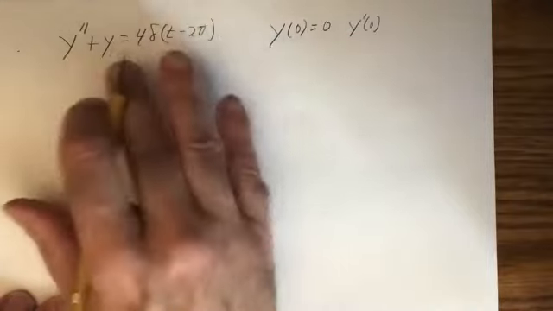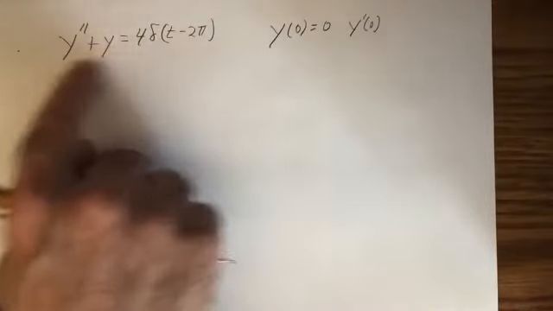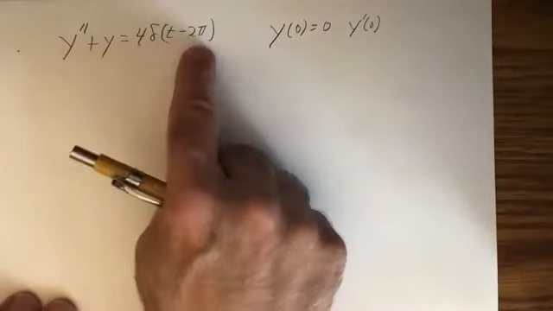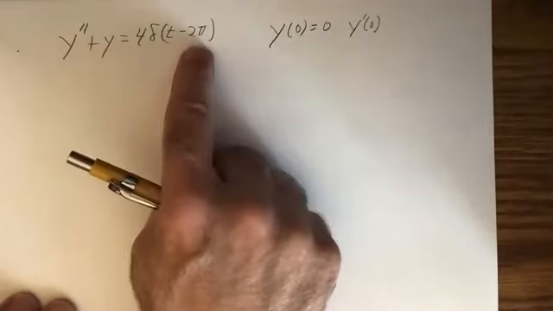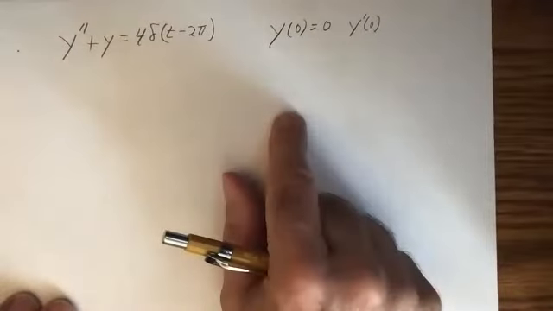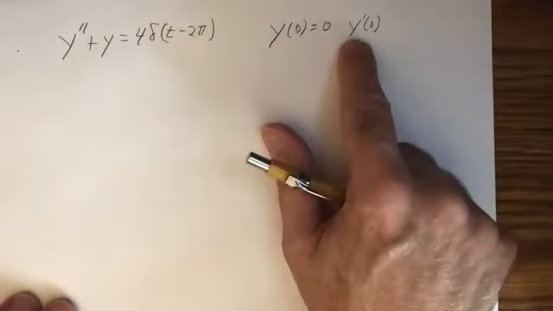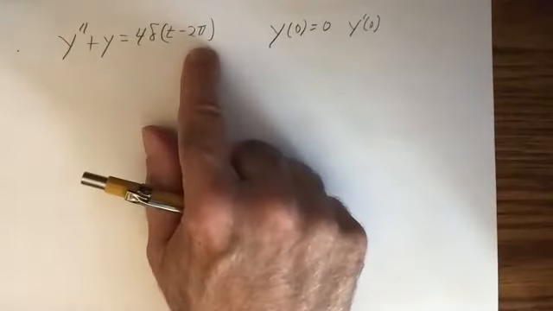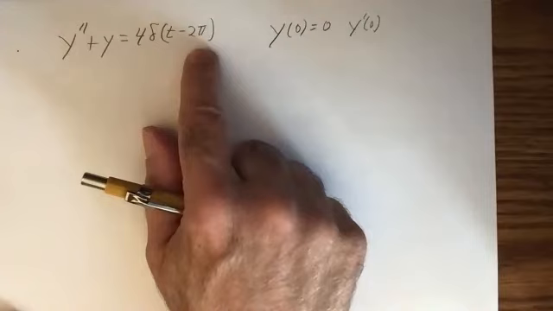And maybe this is representing a spring mass system. We'll actually do that tomorrow. And we just hit it, and then it's going to start vibrating. So it's doing nothing until 2 pi, and then it starts doing something after 2 pi. That's what we expect our solution to look like. That's what our solution should look like.